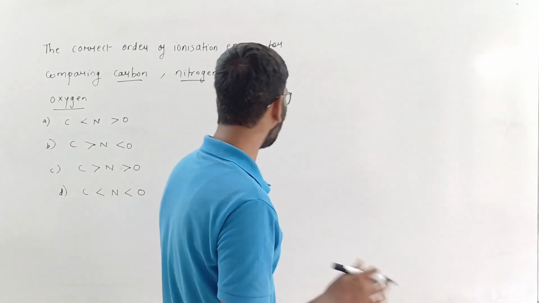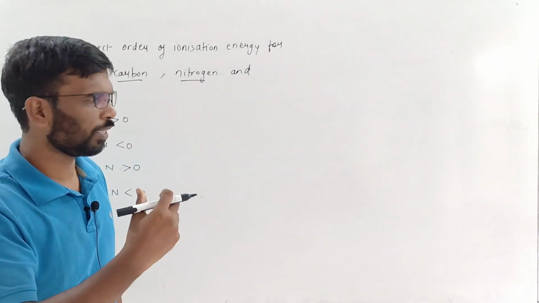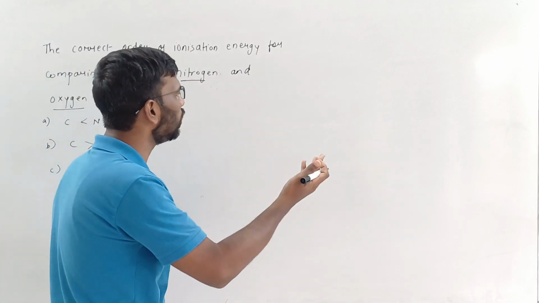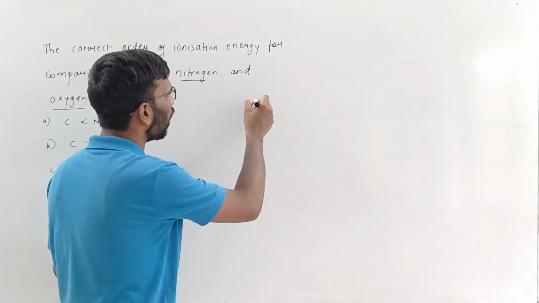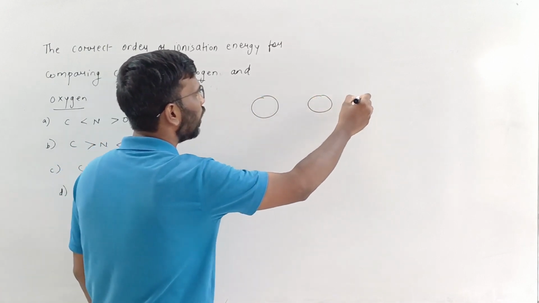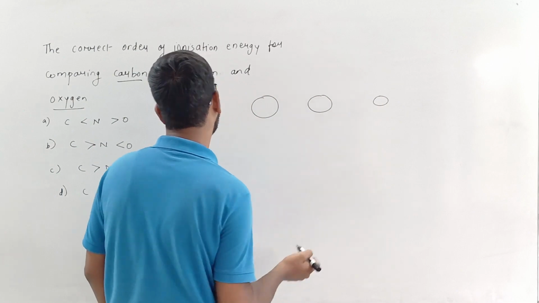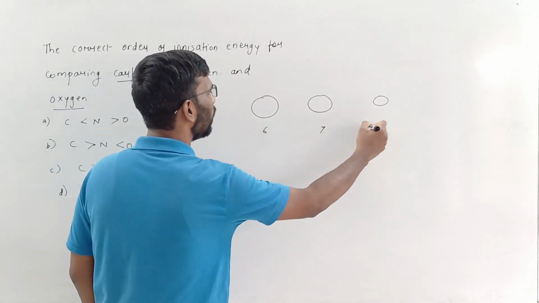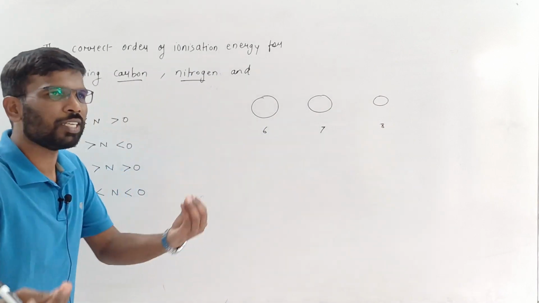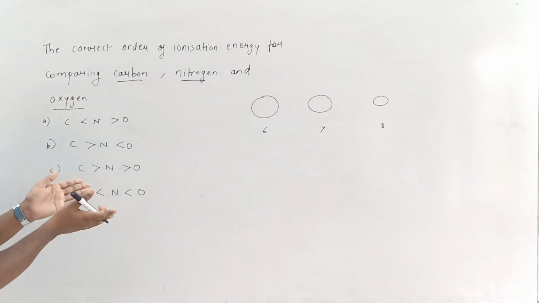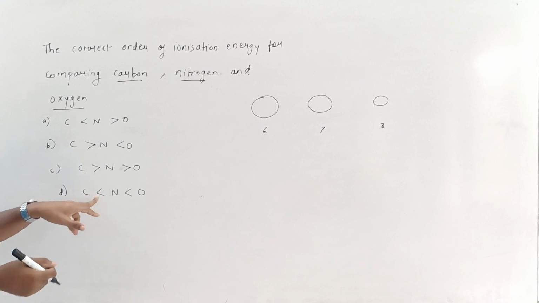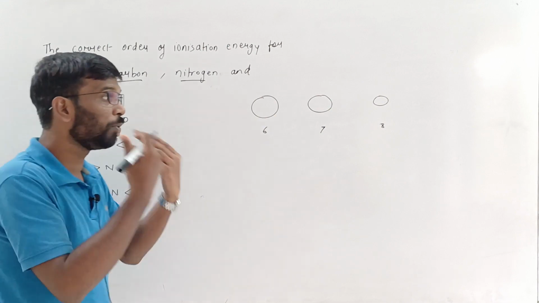See, if we consider only one factor, that it is dependent on the atomic radius, right? This will be the size of the carbon, this is the size of the nitrogen, and this will be the size of oxygen. This is atomic number 6, atomic number 7, atomic number 8. If we just apply this concept, then what should be the answer? Ionization enthalpy will be least for the carbon, then nitrogen, and oxygen it should be the maximum.